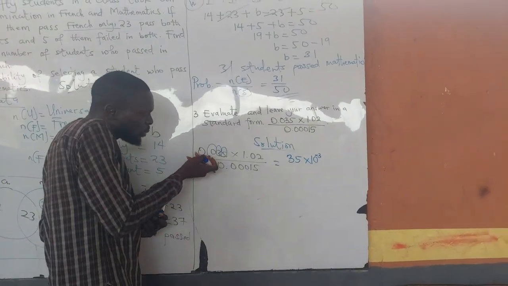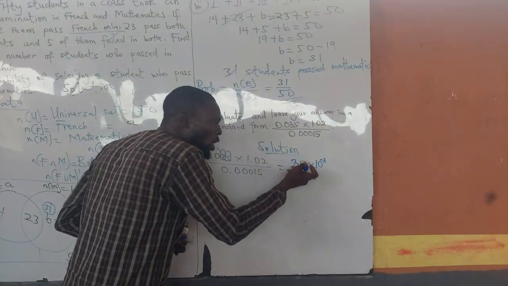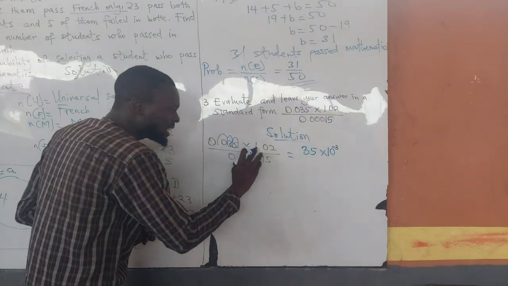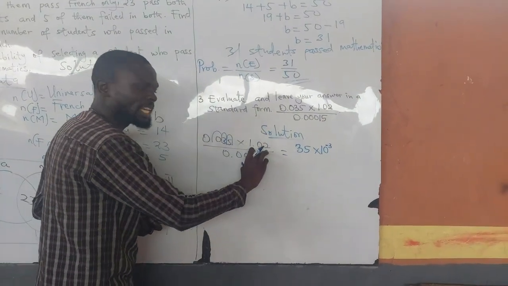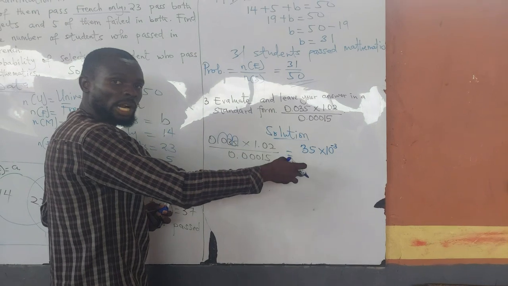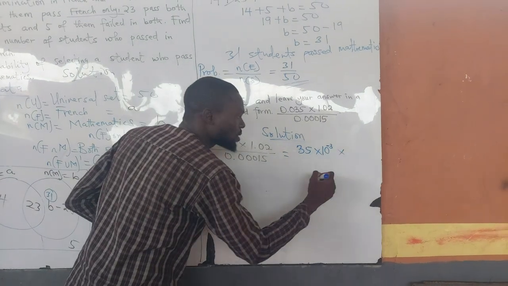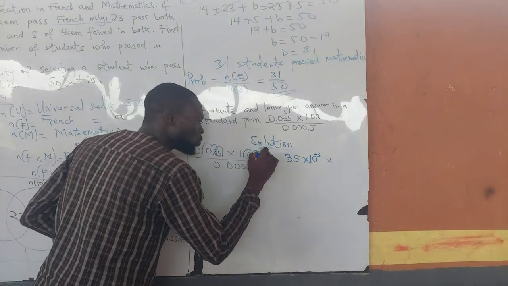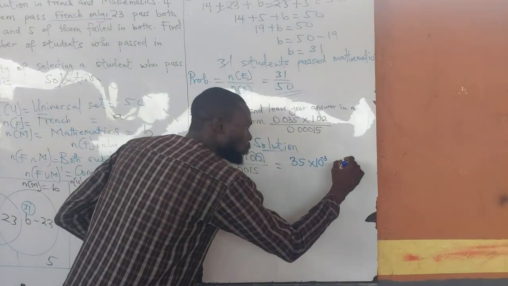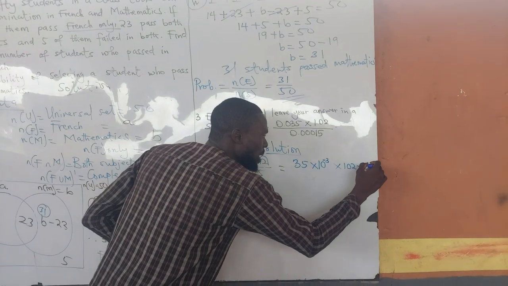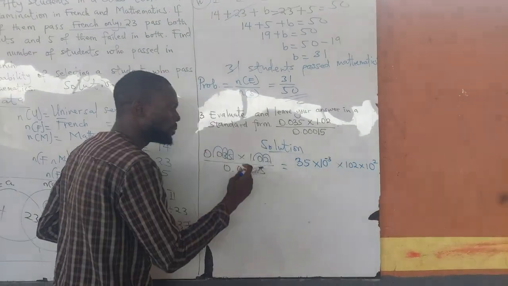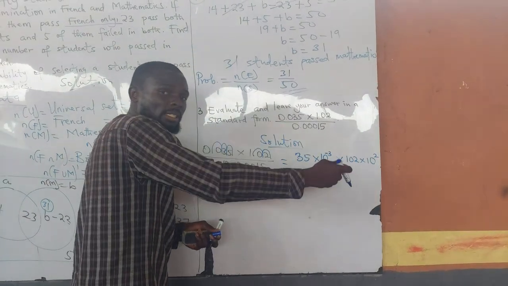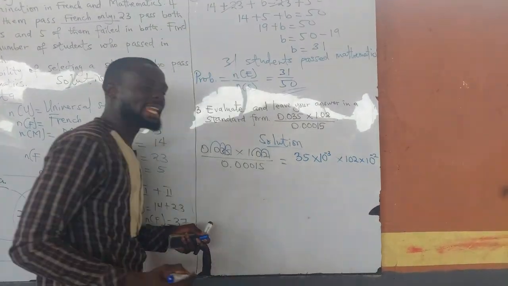So this 0.035 is now a whole number, 35, in this form. Now let us also do the same for 1.02. So we have times. Now let's move the point to this side, 1, 2. Now we are having 102 times 10 raised to the power 2 because we moved 2 times. But based on the direction of the movement, this is going to be a negative.